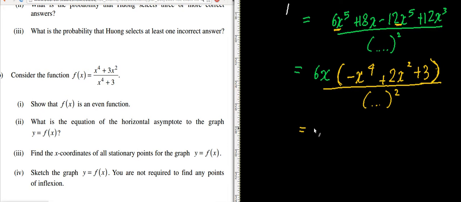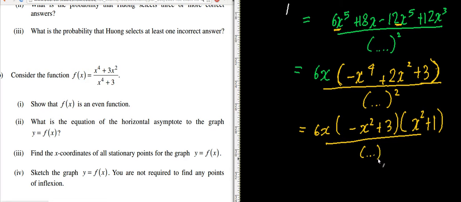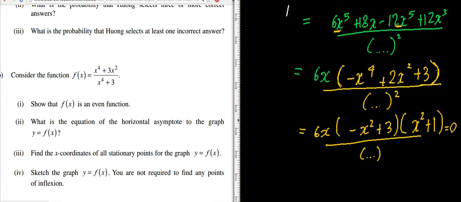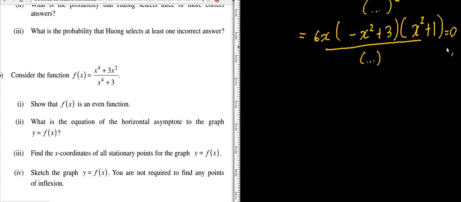So I managed to factorize this, and it looks a bit like this. It goes minus x squared plus 3, and the second bracket is going to be x squared plus 1, dot dot dot is equal to 0 for stationary points. And you should write 4 stationary points. I just can't because I don't have room over here.